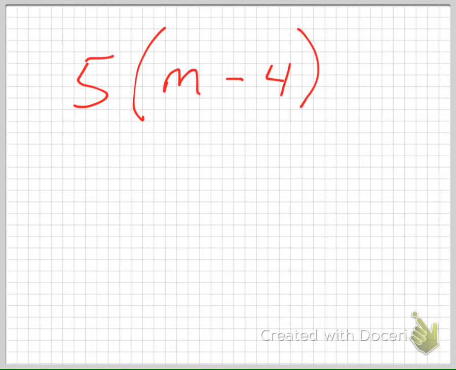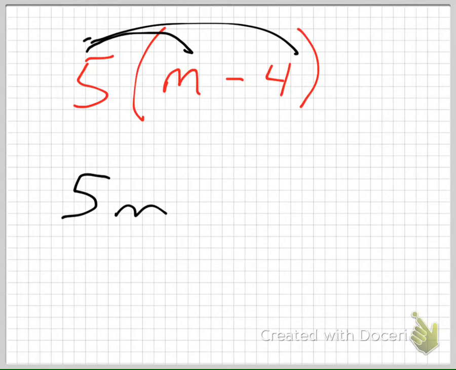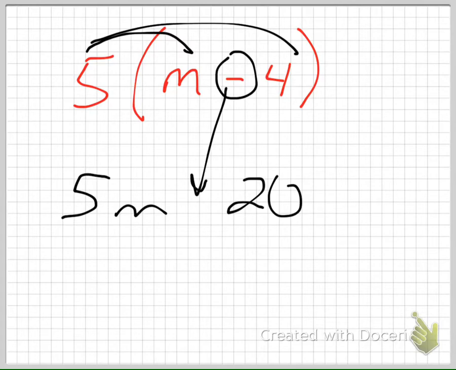Try that. All right, so this is what you would do. The 5 gets distributed. Rainbow, rainbow. The 5 is distributed to both. What is 5 times m? 5m. What is 5 times a negative 4? Here's the deal. So listen, if you want to go 5 times 4, that's fine. What is 5 times 4? 20. But guess what? The negative sign comes right down there.